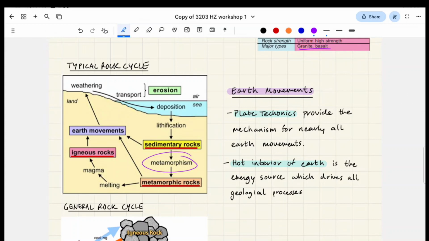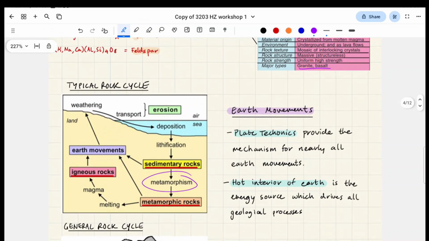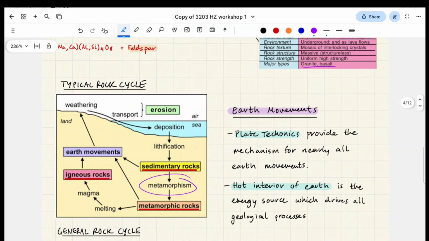Yep, and then basically when your metamorphic rock or whatever type of rock melts due to like volcanic intrusions from the core of the Earth, it becomes igneous rock once it cools down, and then that can get weathered and start the cycle again. That's the general idea, right?